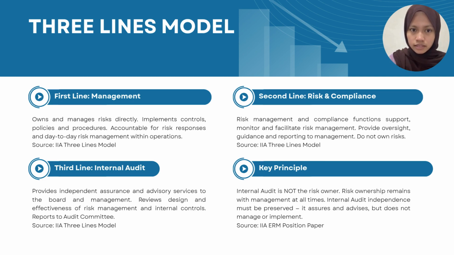And the second line is the risk and compliance function. These functions support and monitor risk management activities. They provide the guidance, the oversight, and reporting to management, but do not own the risk. And the third line is internal audit. Internal audit provides independent assurance and advisory services to management and the board. So internal auditors review the design and effectiveness of risk management processes and internal controls. They typically report to the audit committee.